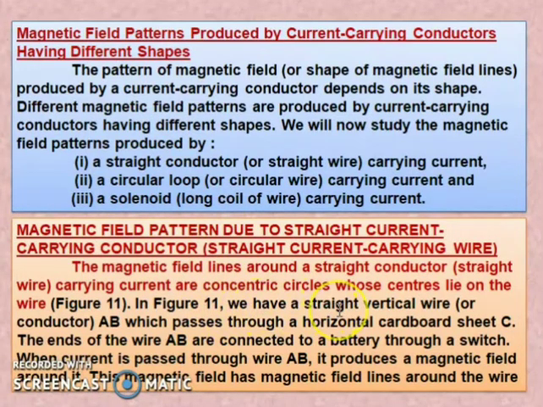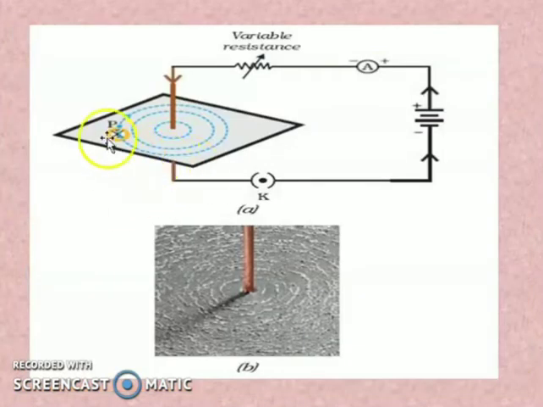We have a straight vertical wire AB which passes through a horizontal cardboard sheet C. The ends of the wire AB are connected to the battery through a switch. When current passes through the wire AB, it produces a magnetic field around it. This magnetic field has magnetic field lines around the wire. Now you can see here we are taking a battery, and it is connected to an ammeter and it is in a cardboard. This is connected to the metallic wire.